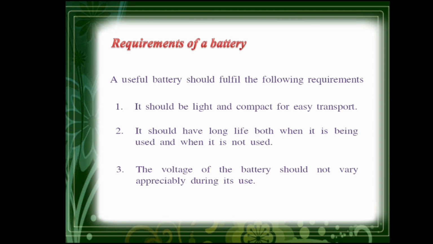Requirements of a battery. A useful battery should fulfill the following requirements. It should be light and compact for easy transportation, and it should have a longer lifetime both when it is being used and when it is not used. The voltage of the battery should not vary appreciably during its usage.